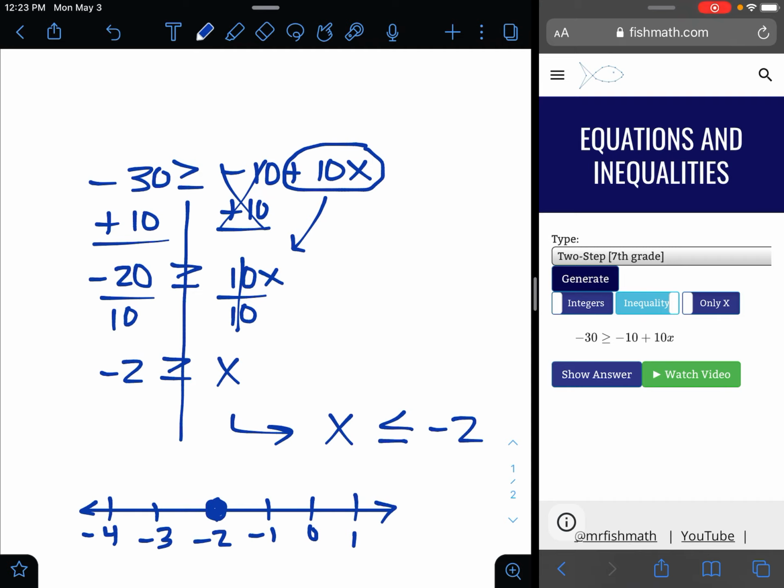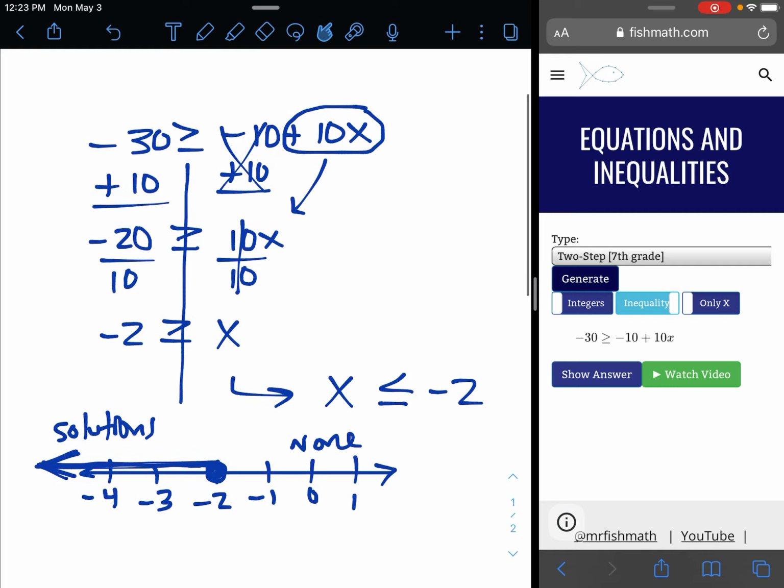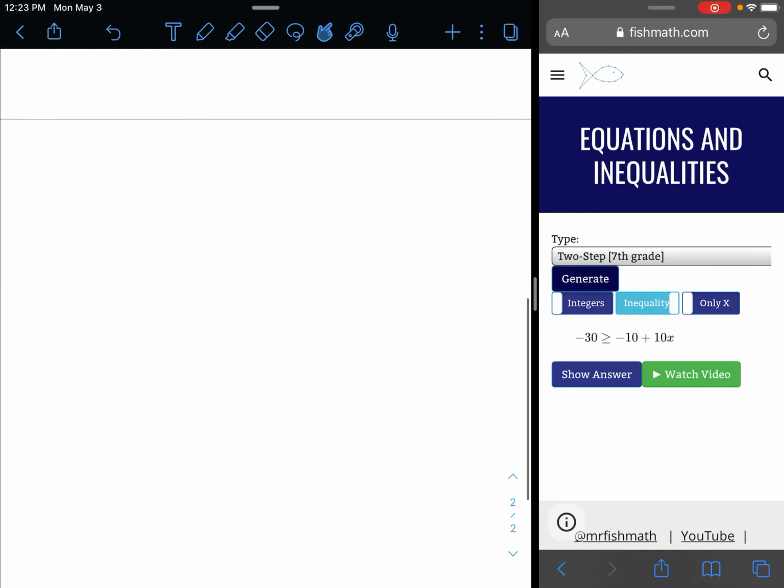That's how we show all of our solutions. So all of our solutions are over here on the number line. There are no solutions over here on the right, because nothing bigger than negative 2 is going to work. I want less than or equal to negative 2 only. That's shown here with this arrow going left of the negative 2. That's how we solve a two-step inequality and then graph the solution on the number line. Let's do another one here just to practice.